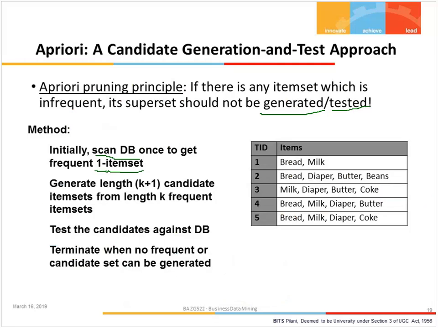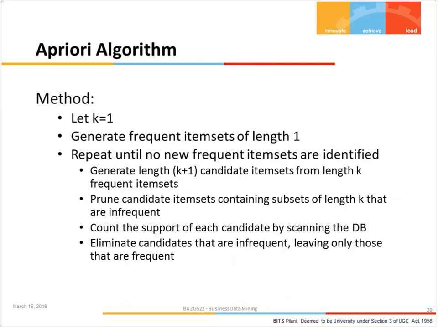So we generate k plus one candidate item sets from k frequent item sets. Then we test the candidates against the database and terminate when no frequent or candidate item sets can be generated. So these are simple steps. Putting it in a more formal pseudocode format: start with k equal to 1, generate frequent item sets of length 1, and repeat until no frequent item sets are found.